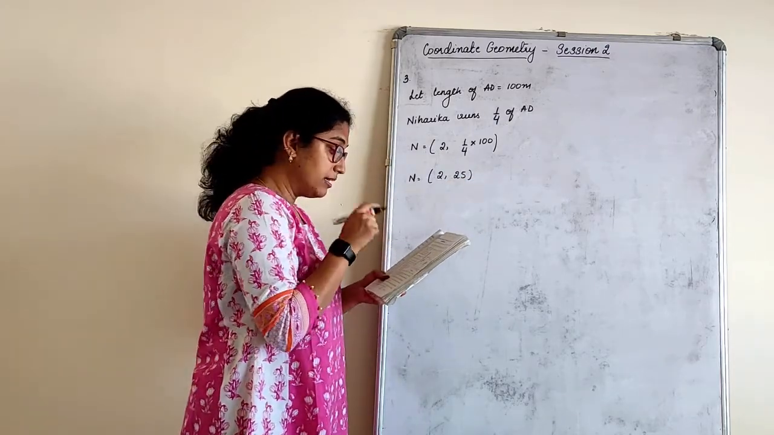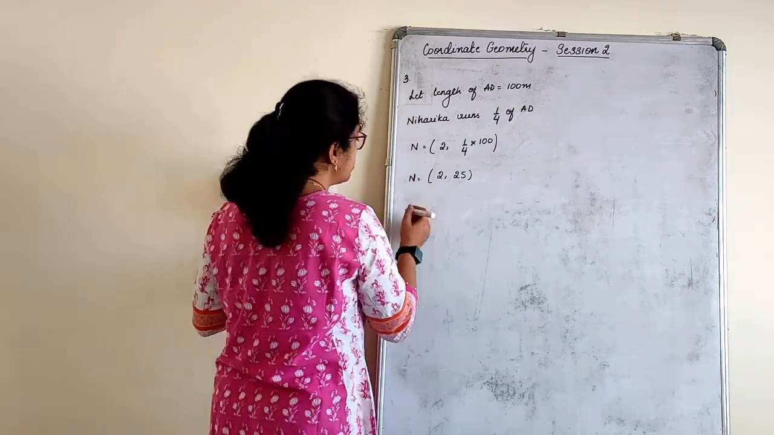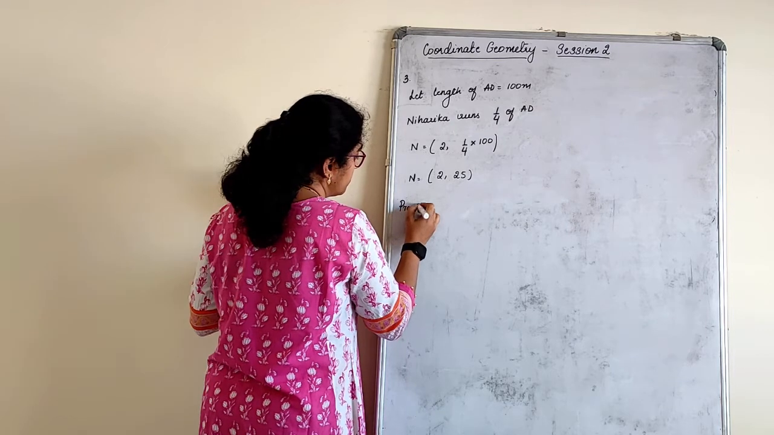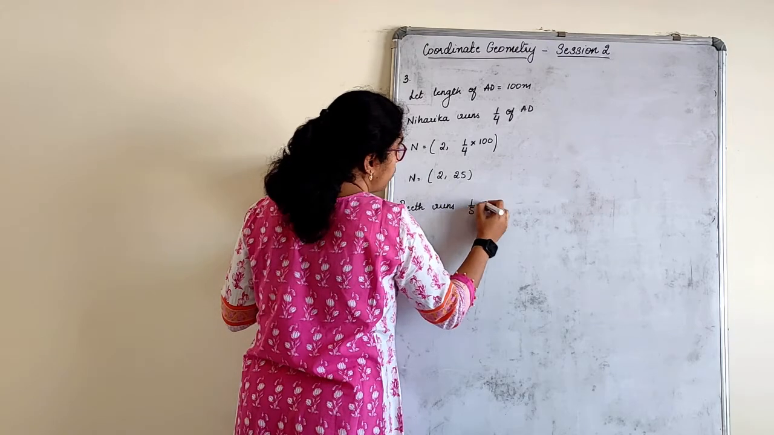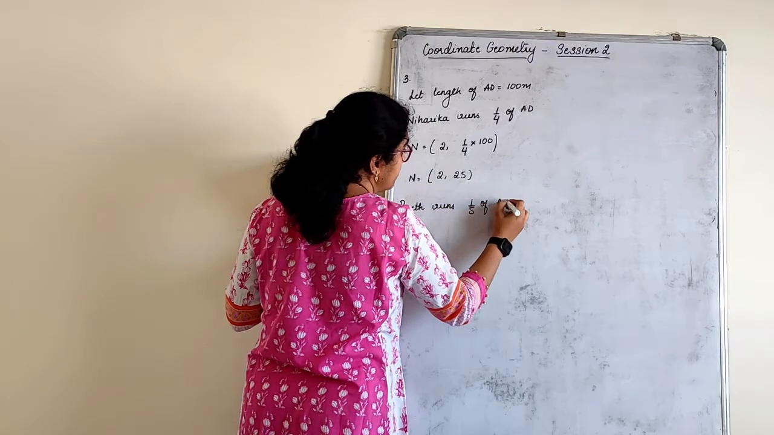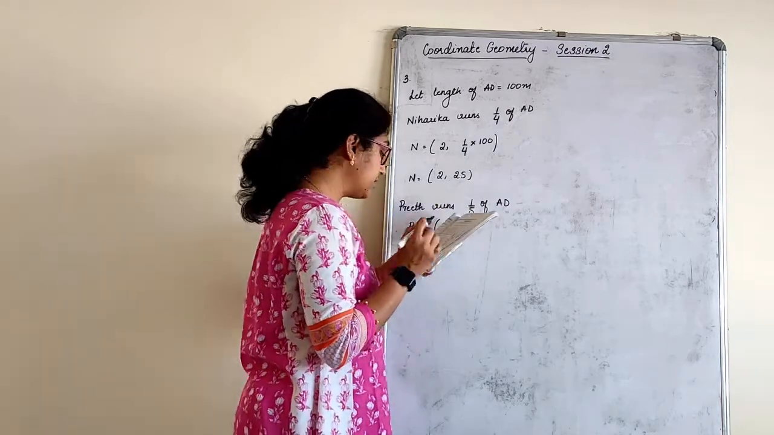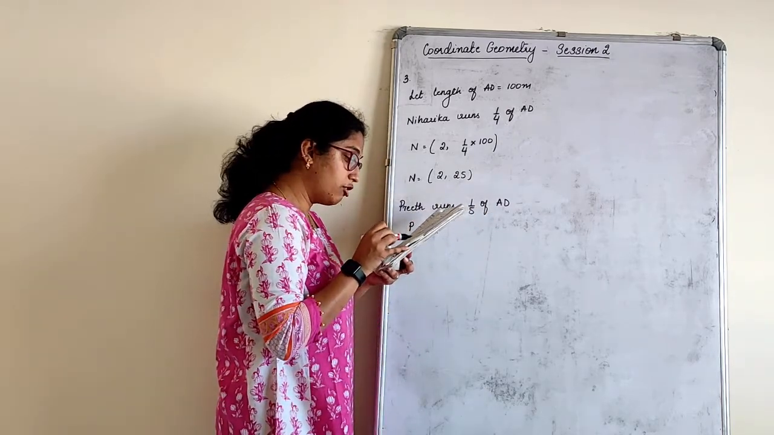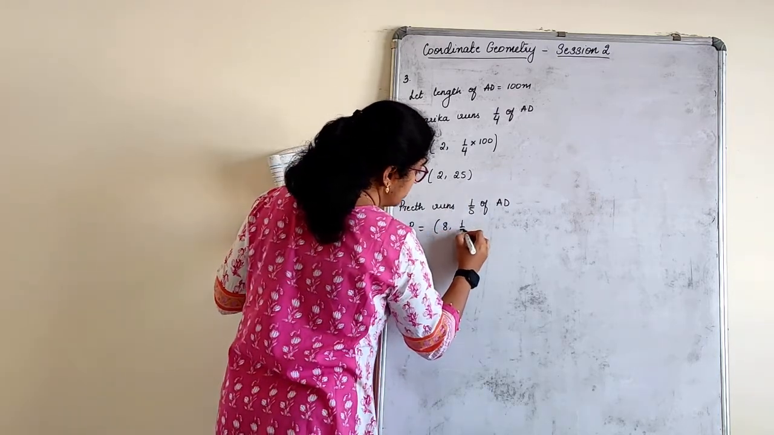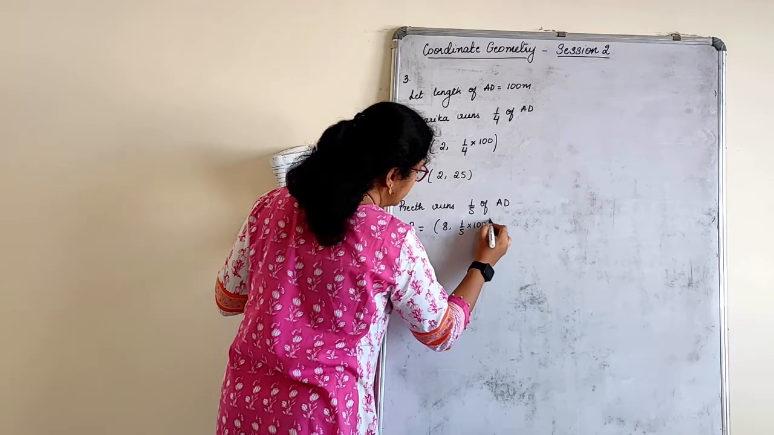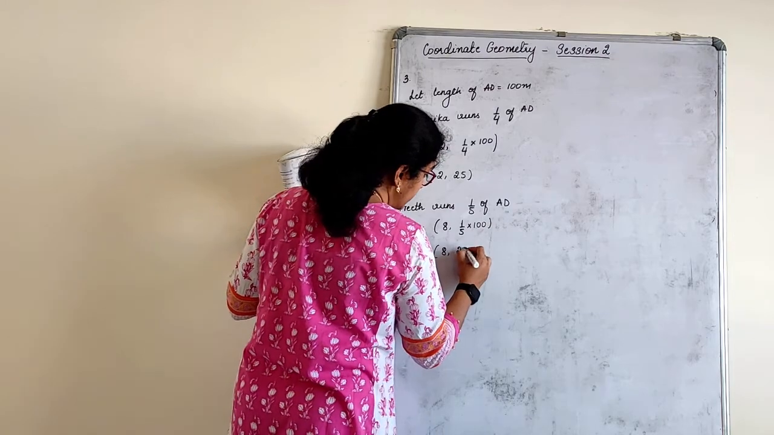Okay. Similarly, they have given here on the second line: Preet runs 1/5 the distance of AD. Preet runs 1/5 of AD. So Preet will be considered as P. On which track is Preet running? I think Preet is running on the 8th track. So 8, and 1/5 of 100. So Preet is running (8, 20).